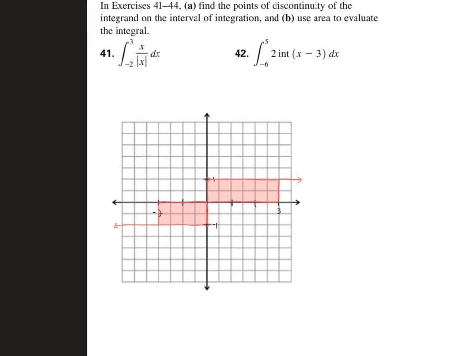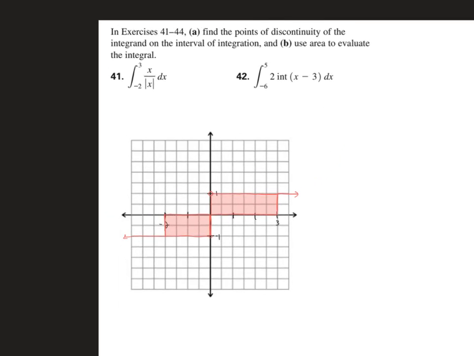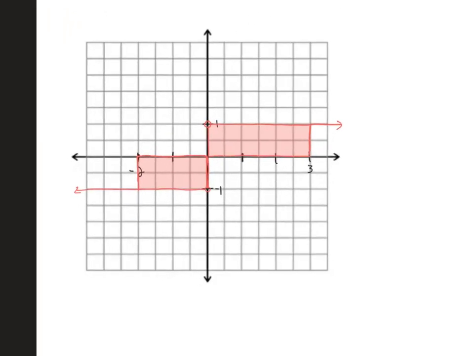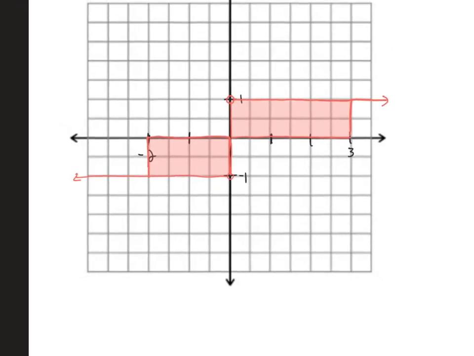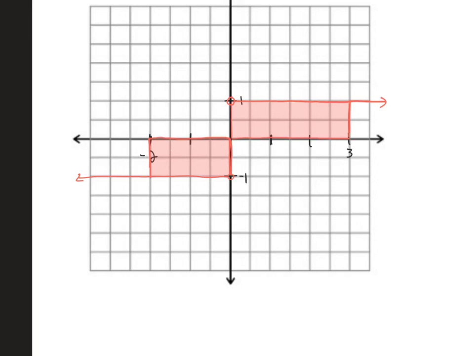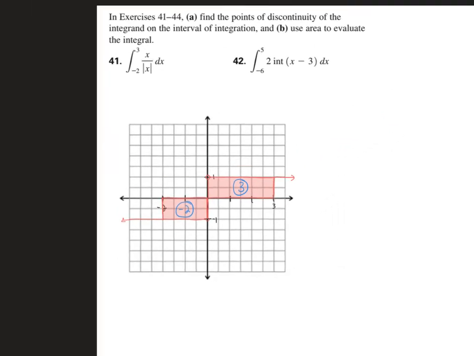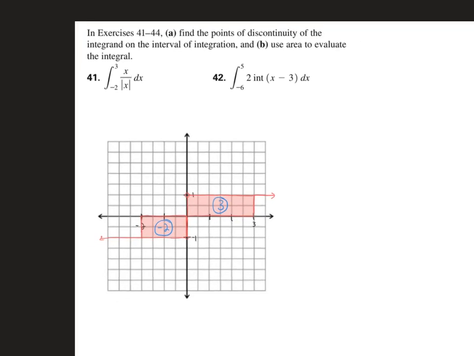Alright, so now we can see all we're doing is finding the area of these two rectangles. The only thing you have to be careful with: this area is 1 times 2, but it's negative since it's below the x-axis. So this area is -2, and this area up here is +3. When we add those two areas, -2 plus 3, we get 1.